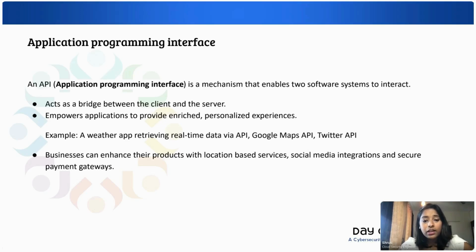For example, a weather app retrieving real time data via API. So, we'll take an example of Google Maps. This application on a mobile device does not store all of the names of the streets, towns, cities, restaurants, movie theaters, and other landmarks in our phone. Instead, it connects to another application within the Google server that contains all of that information. So, this connection is made possible by using the API.